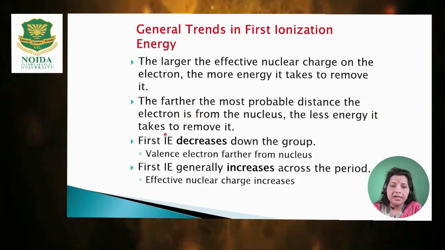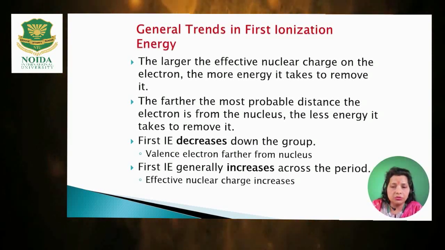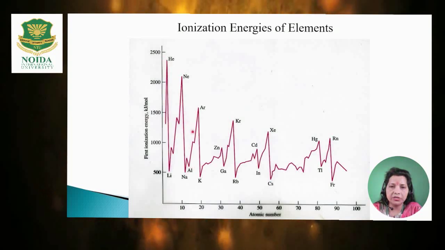Then next, how much is the distance from the nucleus? It is easier to remove the electron if it is far from the nucleus, so its ionization energy is less. But if the electron is close to the nucleus, the energy required to remove the electron, that is its ionization energy, will be higher, right? So this is the trend of ionization energy of the elements across the periodic table.